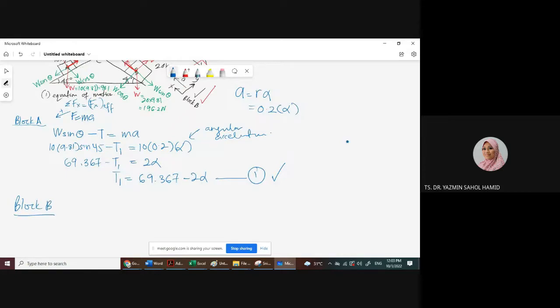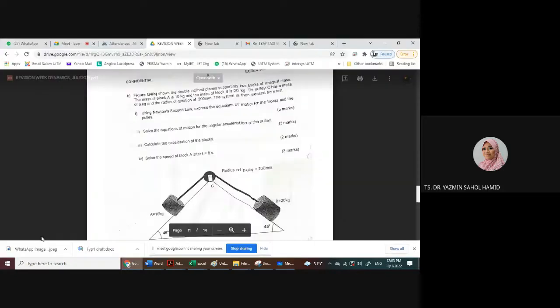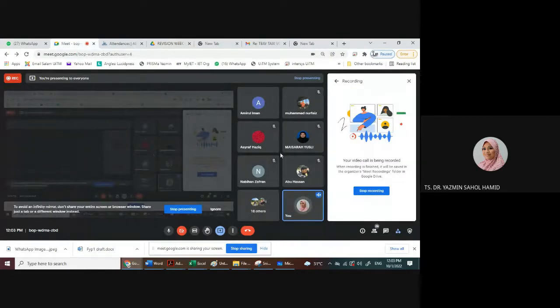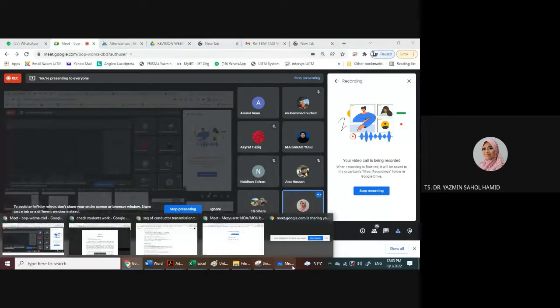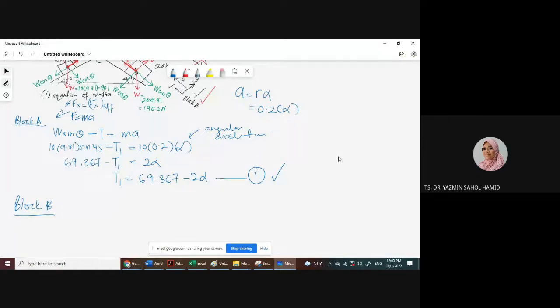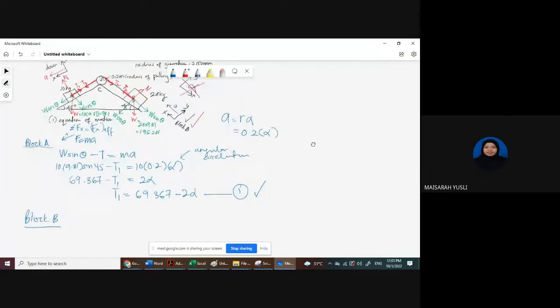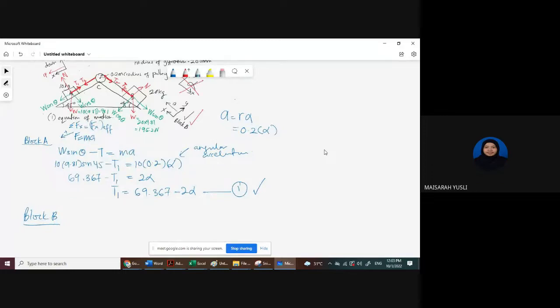Okay, I'm going to call, siapa kat sini? Maisara. Ya, Doktor. Can you give me the equation for block B? Negative W sin theta. Okay. Plus T3. Dari mana datang 3? Saya letak T3 untuk yang block B tu. Oh, letak T2. Plus T2. Lagi? Equals to MA.